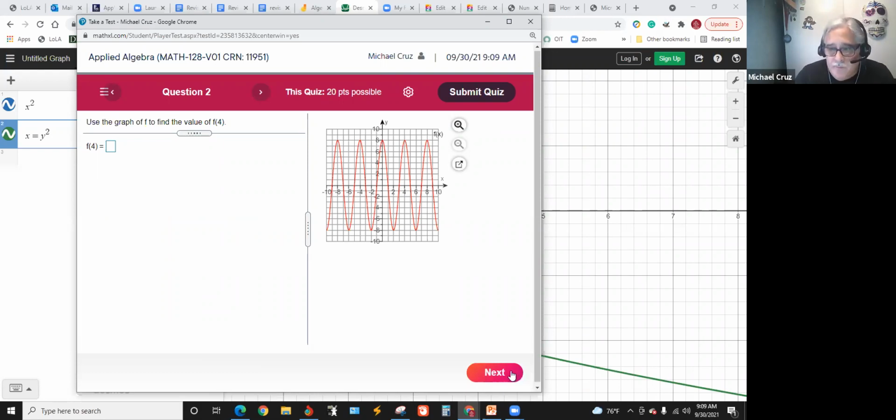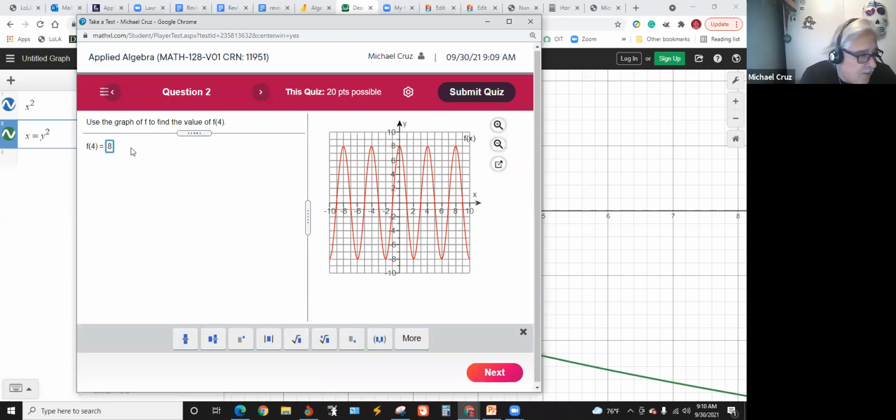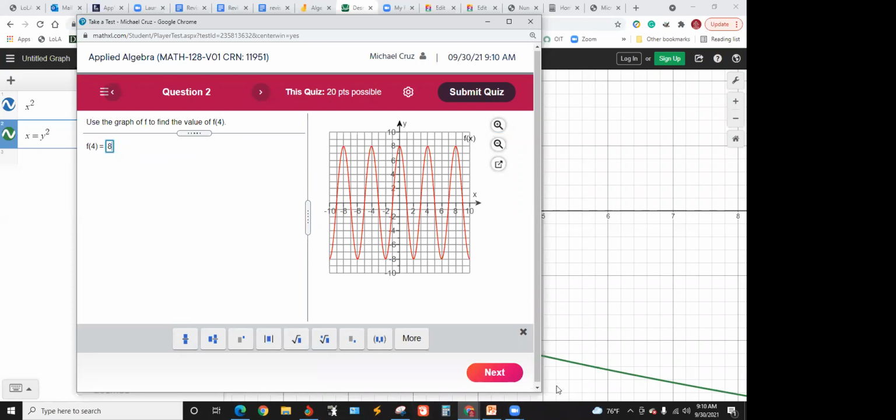Okay. This one is just basically you want to grab stuff off of here, and it's just go to f of 4. And remember, 4 is the x. It's what's going inside. It's the input. So if we go to x is equal to 4, which is right here, we clearly have to go up, and it appears to be 8. Do y'all agree with that? Am I seeing that right? Yes.